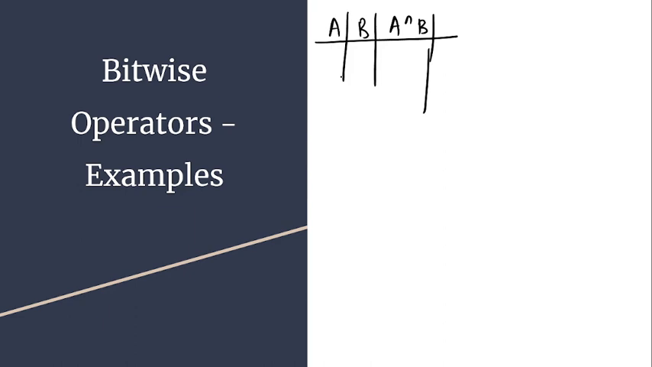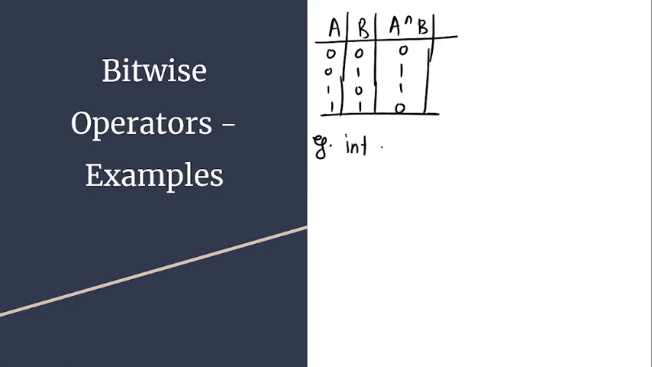0 0 0, 0 1 1, 1 0 1, 1 1 0. Whenever they are equal, they are same, then the answer is 0. And if they are different, then the answer is 1. That's XOR. Now how exactly can these operations be carried out? Let us take some examples.